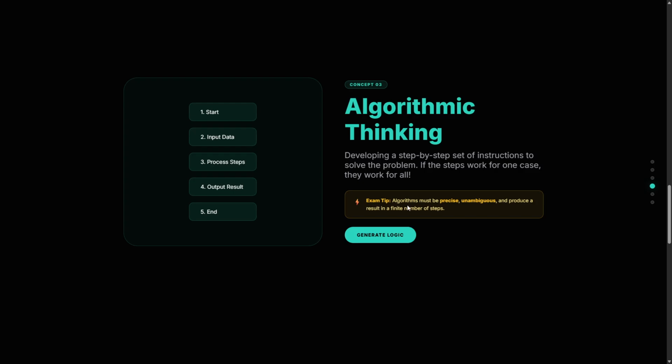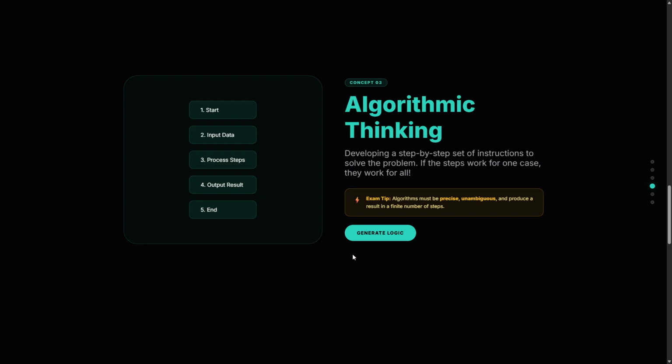problems. Exam tip: algorithms must be precise, unambiguous, and produce a result in a finite number of steps. You shouldn't be doing hundreds and thousands of steps. It should be simple, clear steps to solve a problem.